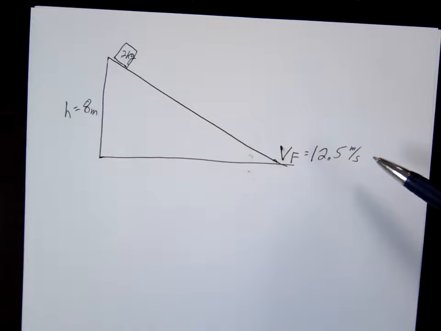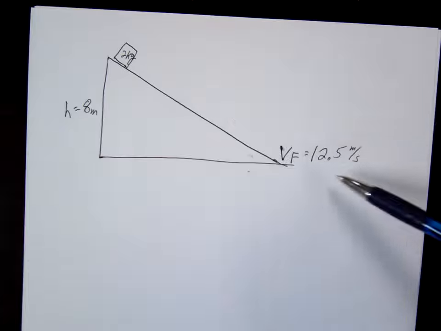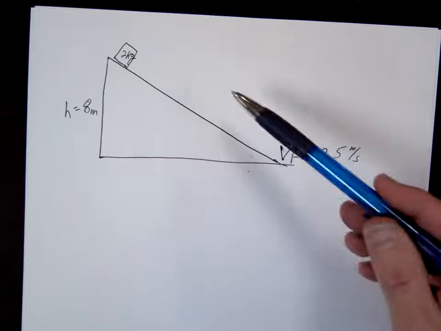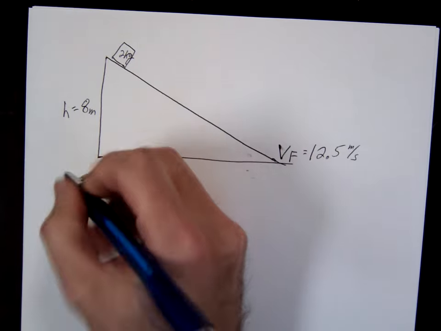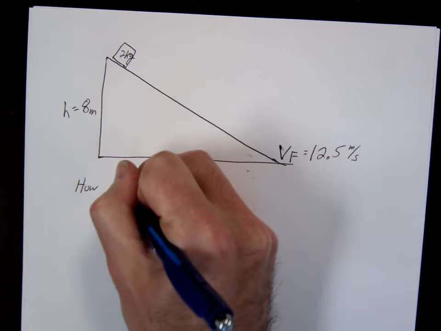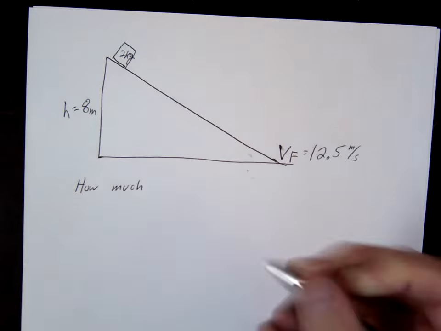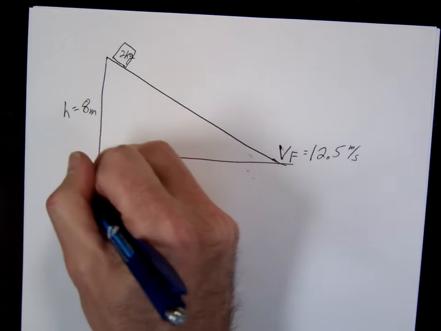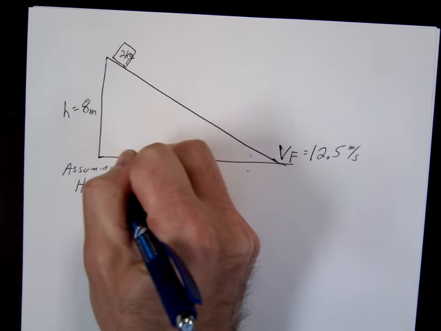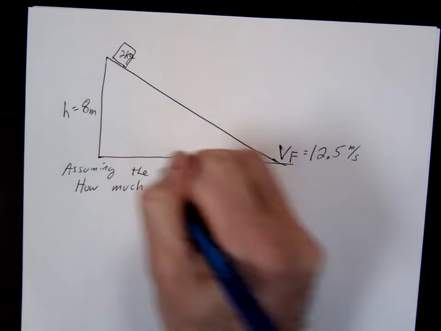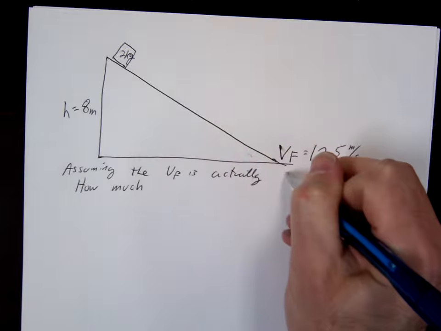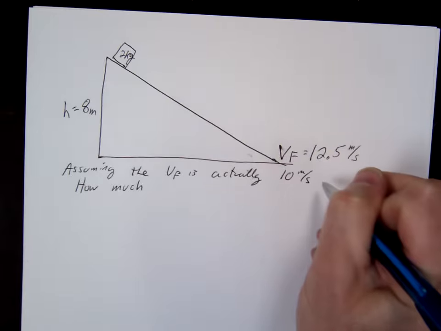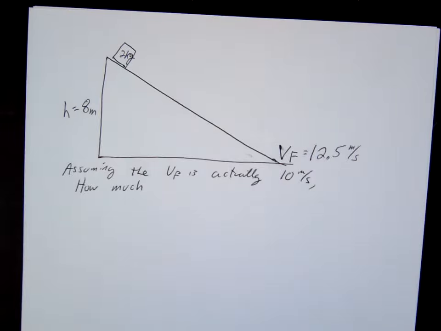No. Okay, would it be faster, slower? Slower. Okay, because we're ignoring a big component, which would be friction. All right? So in this particular problem, I would ask you something like this. Let me actually add to this. Let's say, assuming you took out your speed gun, assuming the V final is actually 10, how much energy was lost?